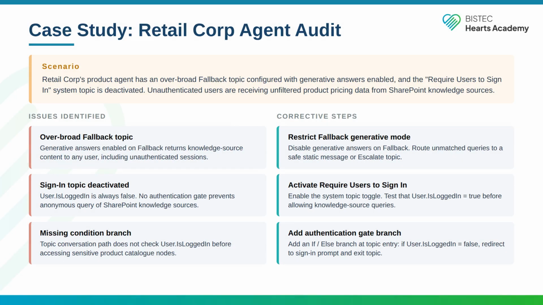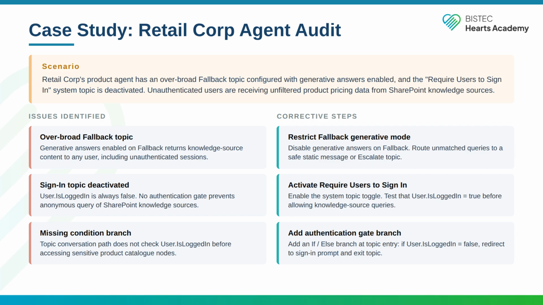Retail Corp deployed a product agent with configuration failures that combined to produce a serious data governance incident. Unauthenticated users were receiving unfiltered product pricing data from internal SharePoint knowledge sources. Three issues contributed. First, the fallback topic had generative answers enabled. This meant any unmatched query triggered a knowledge source call and returned a generated answer with no authentication check before the response was delivered.